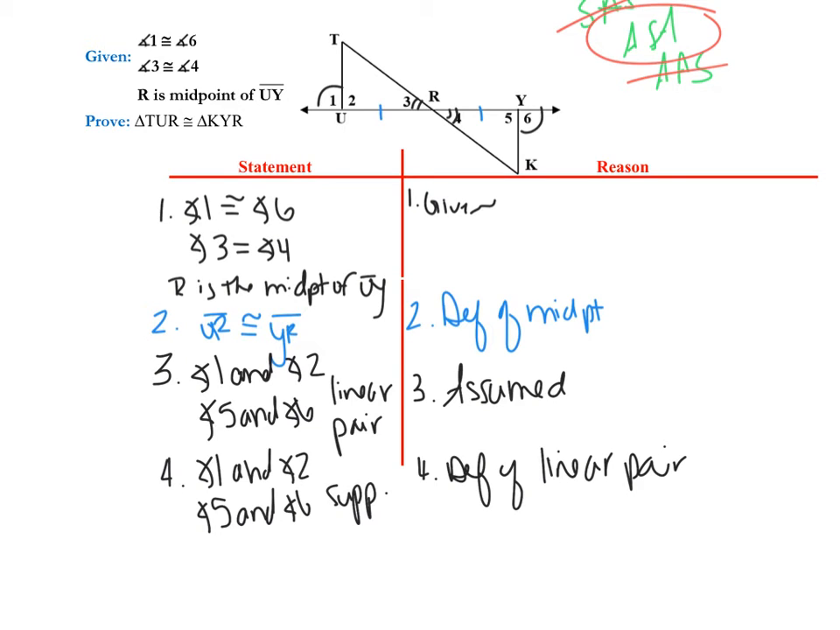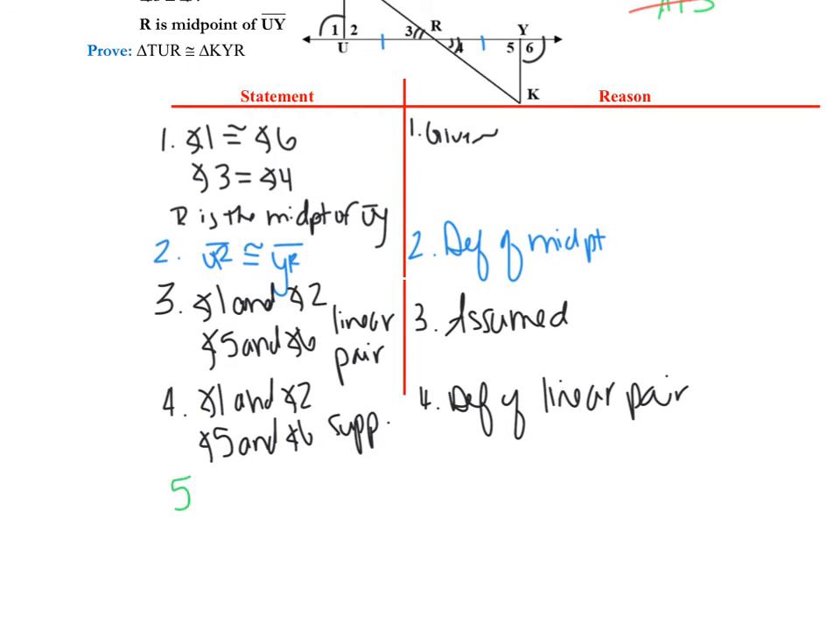Okay, so what does that tell us? Well, if I know that 1 and 6 are congruent from the given, and then 1 is supplementary to 2 and 5 is supplementary to 6, I can then conclude that angle 2 is congruent to angle 5 because if angles are supplementary to congruent angles, then they are congruent.